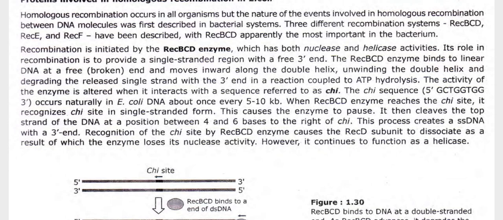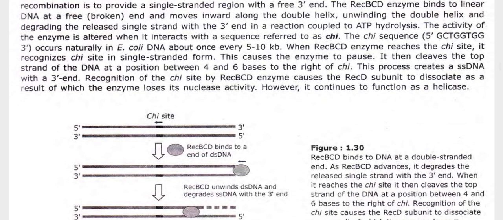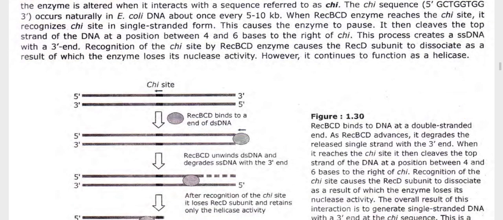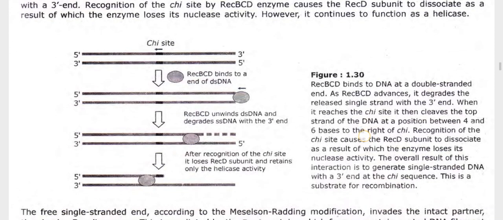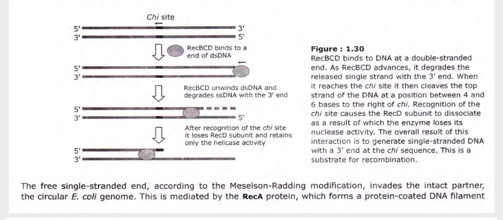When RecBCD enzyme reaches the chi site, it recognizes the chi site in single-stranded form. This causes the enzyme to pause. Then it cleaves the top strand of the DNA at a position between 4 and 6 bases to the right of chi. This process creates a ssDNA with 3' end. Recognition of the chi site by RecBCD enzyme causes the RecD subunit to dissociate, as a result of which the enzyme loses its nuclease activity. However, it continues to function as a helicase. Then at the chi site RecBCD binds to an end of dsDNA.